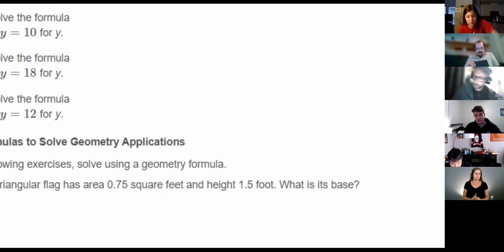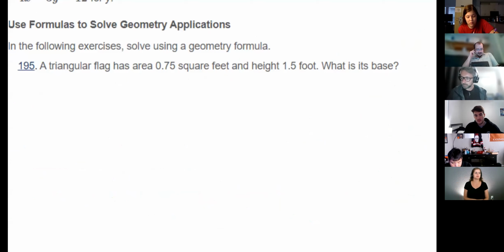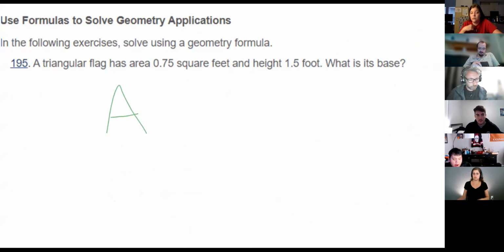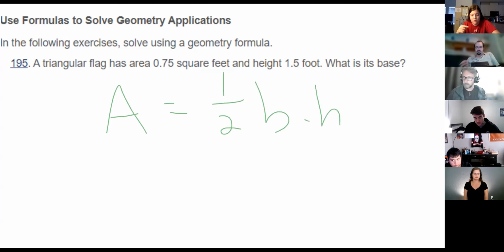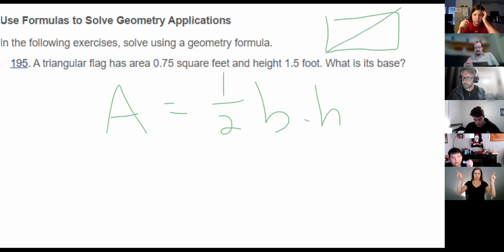And the last one, triangular flag. So I think we need to know the area of a triangle. So how do I find the area of a triangle? You use the formula, right? Half base times height. If you think about a rectangle and you half that thing, take half the area. It's going to be about half the area of it.